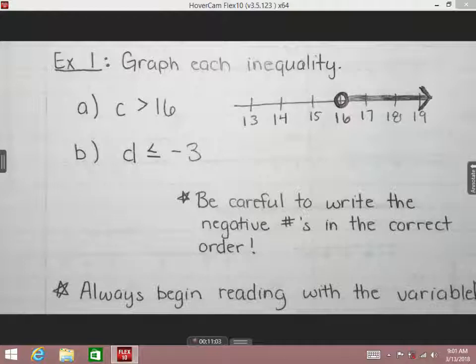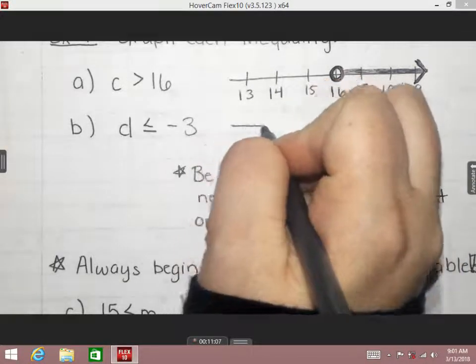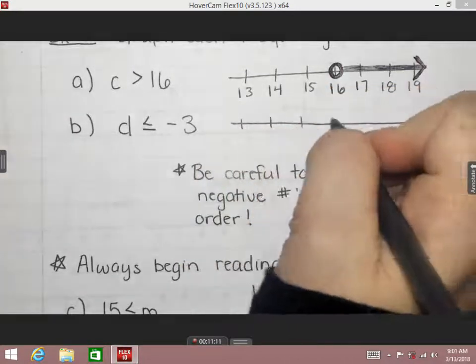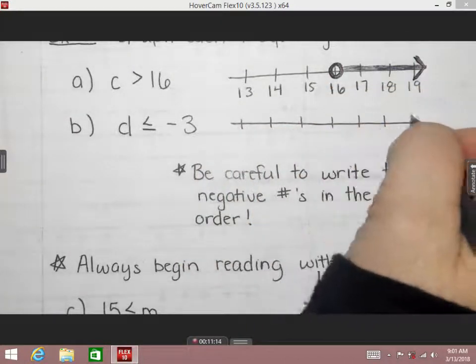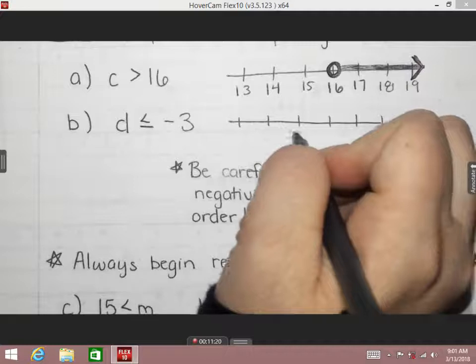All right, so let's look at B. So again, we got to draw a number line. What number is going to be important on this number line? A -3. Okay? A -3. Okay, so I'm going to put -3.